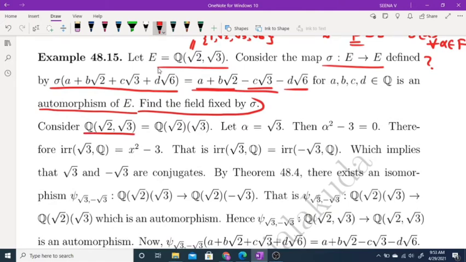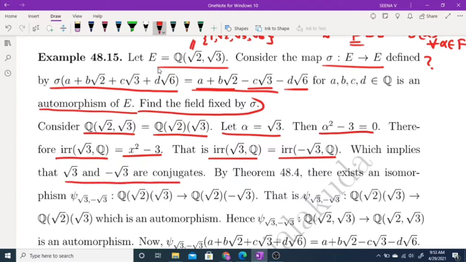Q of root 2, root 3 is the same as Q of root 2 of root 3. Alpha equal to root 3 implies alpha square minus 3 equals 0. So the irreducible polynomial of root 3 over Q is x square minus 3. The irreducible polynomial of root 3 over Q is the same as that of minus root 3 over Q, which implies root 3 and minus root 3 are conjugates.